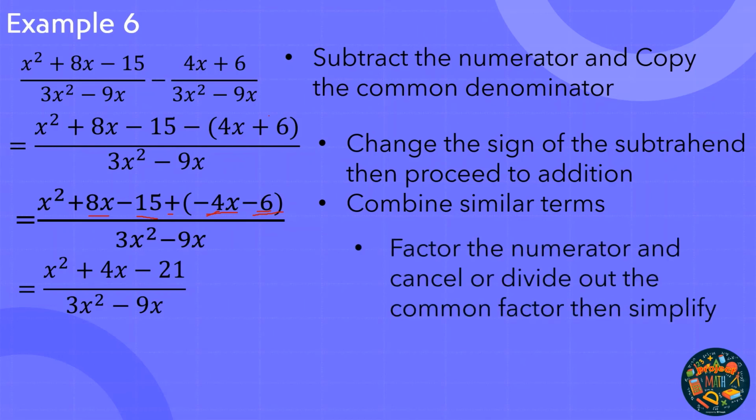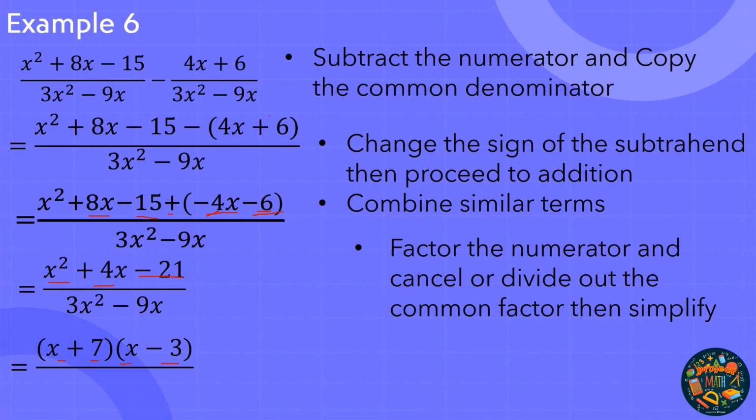Okay? So let's factor the numerator and also the denominator if possible. Since x squared plus 4x minus 21 is a general trinomial, we are going to factor x squared. So that is equivalent to x times x. Okay? And then, find factors of negative 21 such that the sum of these factors is equal to positive 4. So we have positive 7 and negative 3. So when we multiply, the product is negative 21. When we add 7 and negative 3, the answer is positive 4.